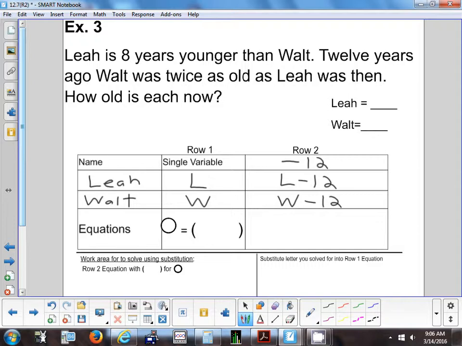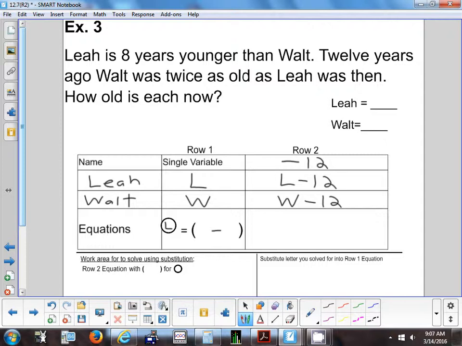Leah is. Okay, how would you write Leah is? Victor? L equals. Yep. L, and you already got the equal sign. Leah is 8 years younger than Walt. So what operation do we think of? Subtract. And now we got to be careful about the order. How would you write 8 years younger than Walt? 8 minus... That'd be Walt years younger than 8. Yeah, that wouldn't make sense that way.